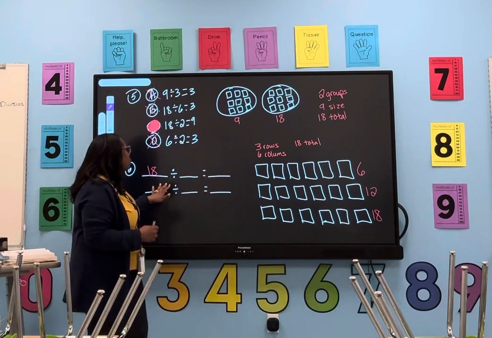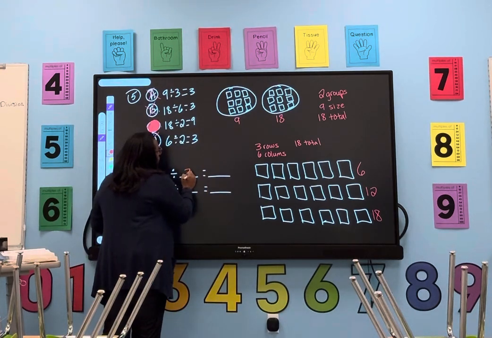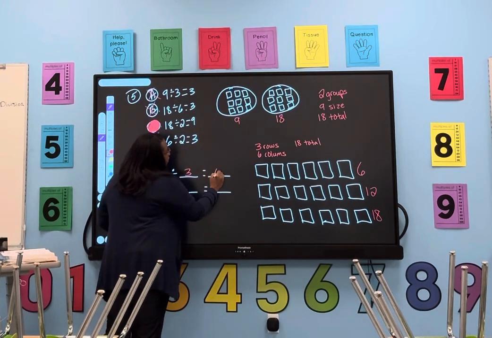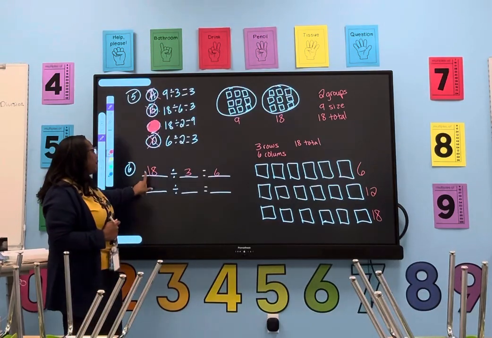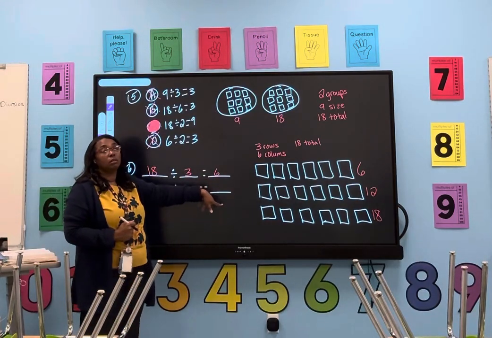So for my first one, I'm going to put the 3 first, the rows, and then I'm going to put my columns last, the 6. So my first one is 18 divided by 3 equals 6.